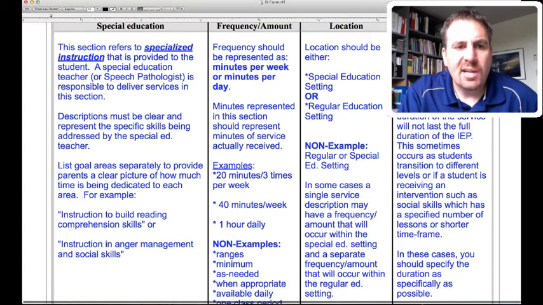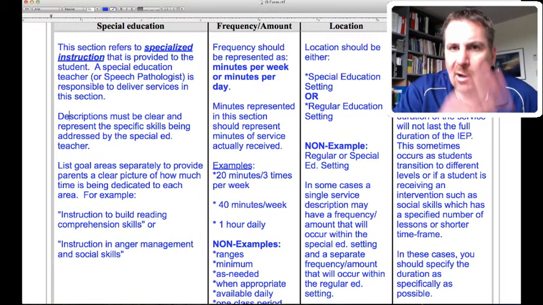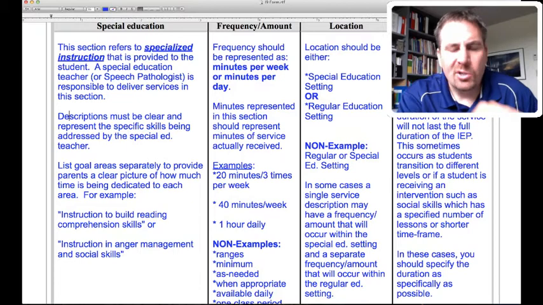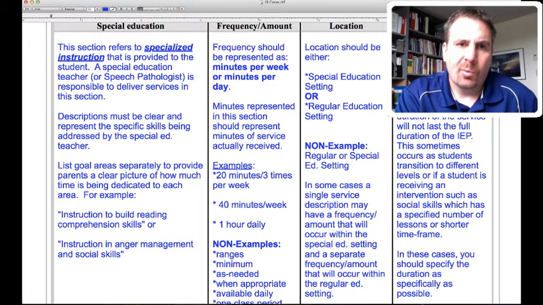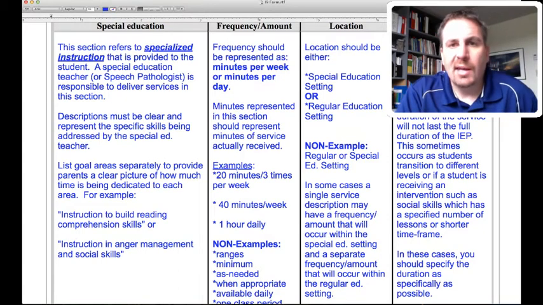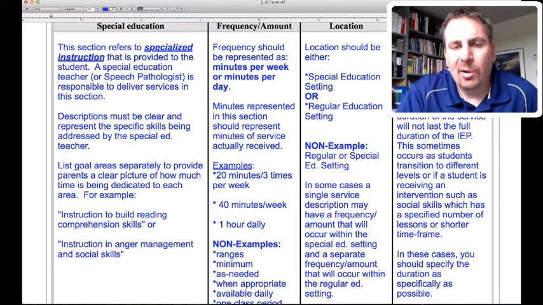The descriptions we put in this section should be clear, and they should represent the specific skills that we're working on with that student. We should not be lumping in multiple skills together. We should be separating them out. So if we're providing the student with reading, math, and writing, we should have 3 areas on the form where we're specifying what we're working on, the frequency, amount, location, and duration. And I gave a couple of examples below. Instruction to build reading comprehension skills, or instruction in anger management and social skills. So again, a little bit more specific than just saying reading. At least a little bit more information.